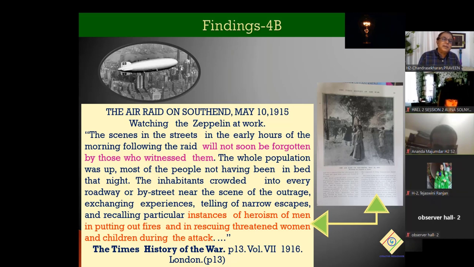The scenes in the street, nobody will forget it, those who have seen it. Instances of heroism of men putting out fires, rescuing threatened women and children during that time. They're shockingly seeing this. They're helpless. The Zeppelins come at night, early hours of the morning, and they are bombing it. And the British are helplessly looking at it.